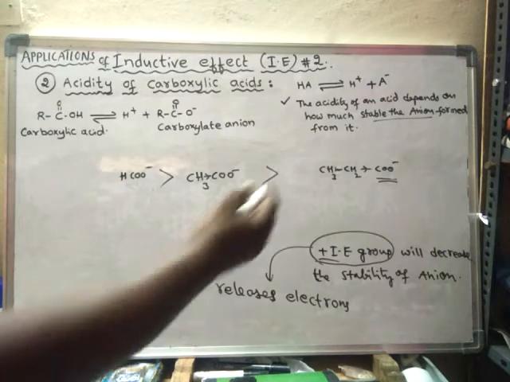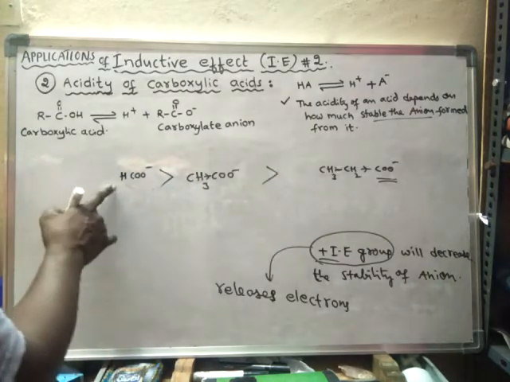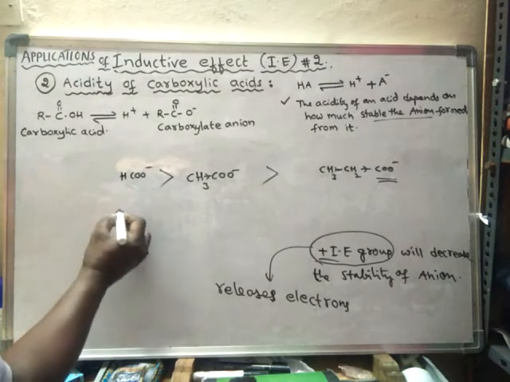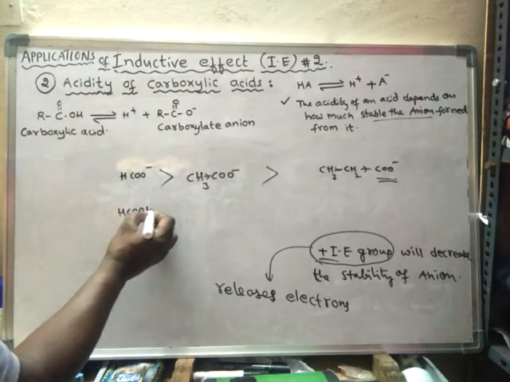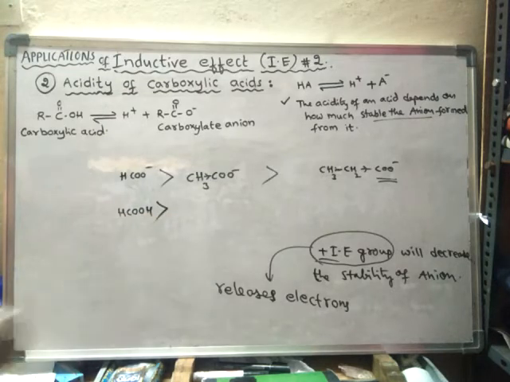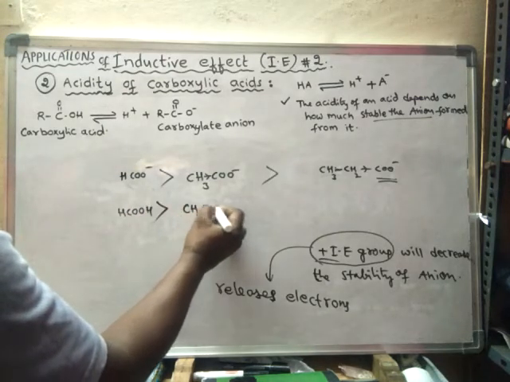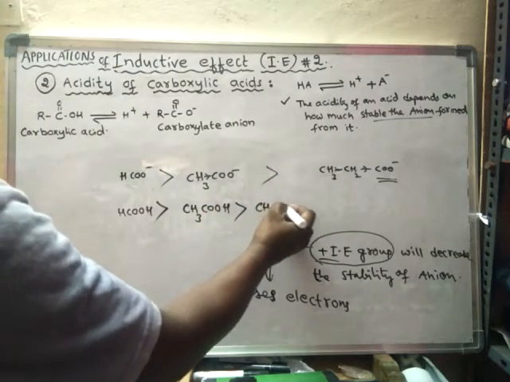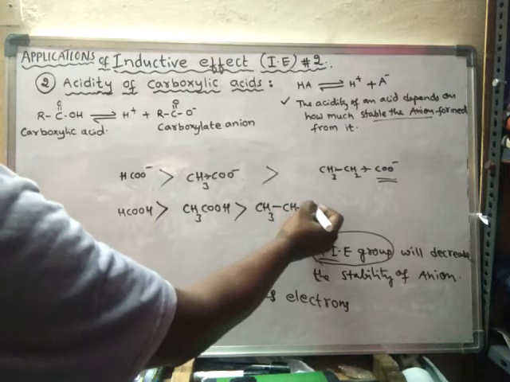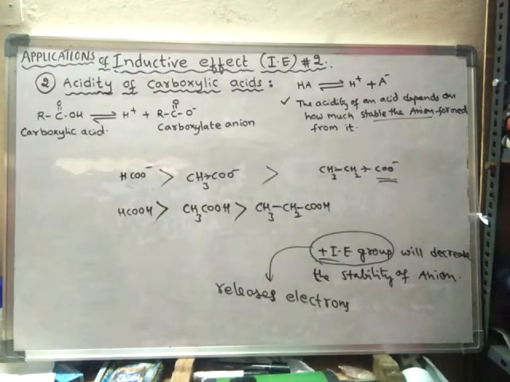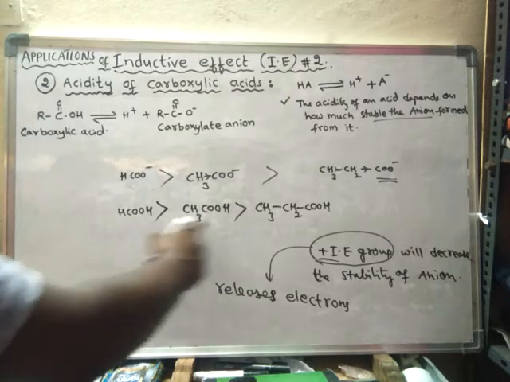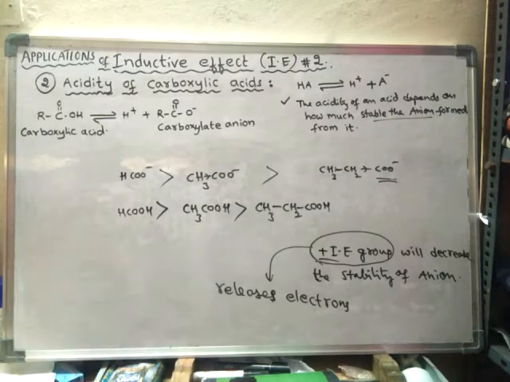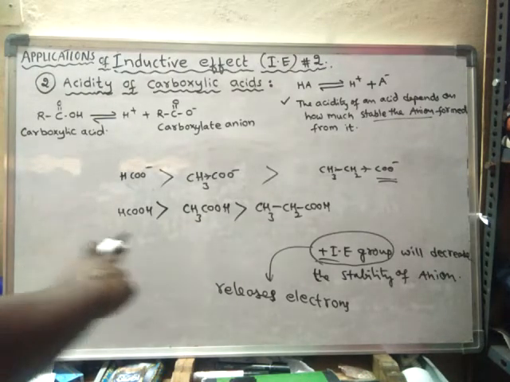Out of these three, this is a formate ion, and it is formed from formic acid. Formic acid is a stronger acid than acetic acid, and acetic acid is a stronger acid than propanoic acid. So this is the decreasing order of acidity of these acids.